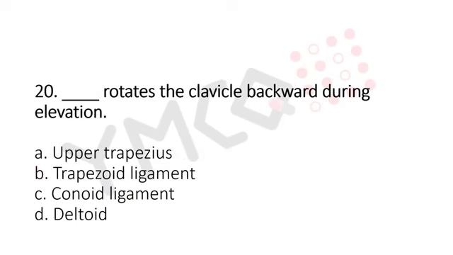Dash rotates the clavicle backward during elevation. Option A, upper trapezius. Option B, trapezoid ligament. Option C, conoid ligament. Option D, deltoid. And the answer is option C, conoid ligament. Now let's move to question number 21.